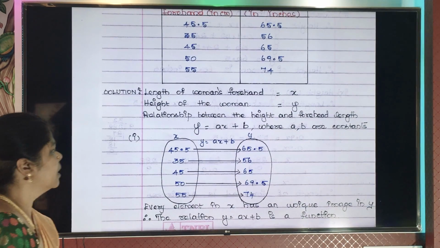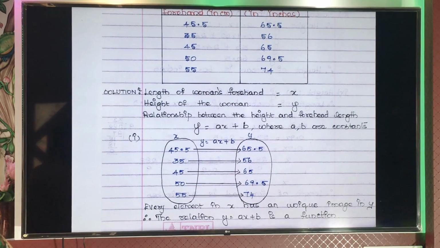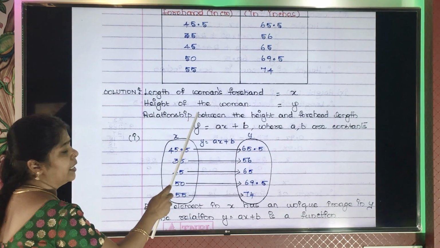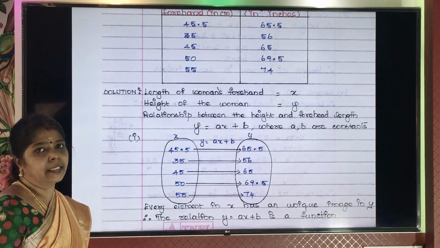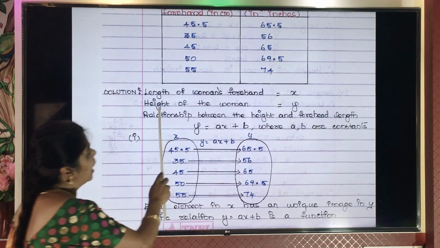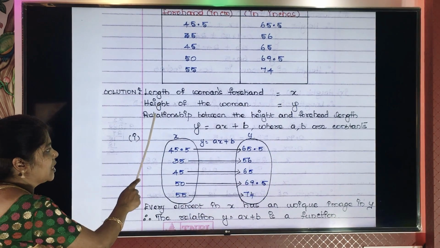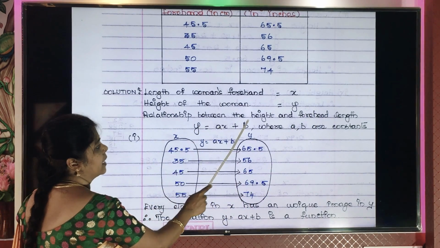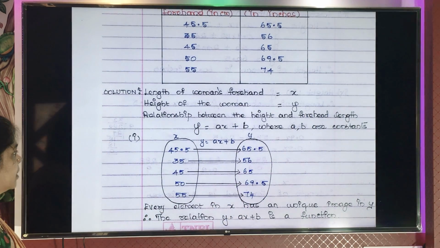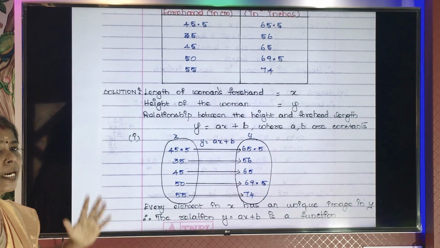First question, is this relation a function? That is what is asked. Now for that, let me write the given data. What is the length of the woman's forehand? It is x. What is the height of the woman? Given as y. What is the relationship given between the height and the forehand length? Y is equal to ax plus b, where a and b are constants. Now let me draw an arrow diagram for better understanding.